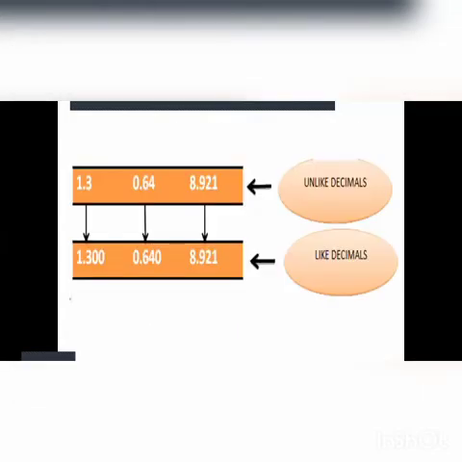Let's see one more example. 1.3, 0.64 and 8.921. These all are unlike decimals. When we convert it into like decimals, it will be 1.300, 0.640 and 8.921.